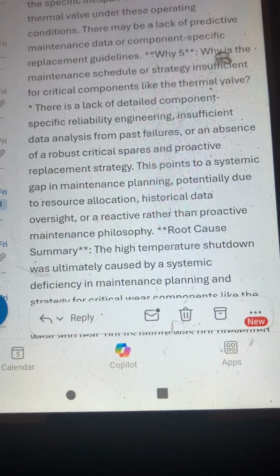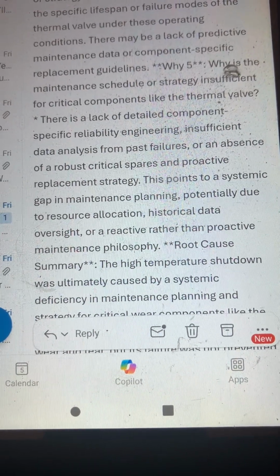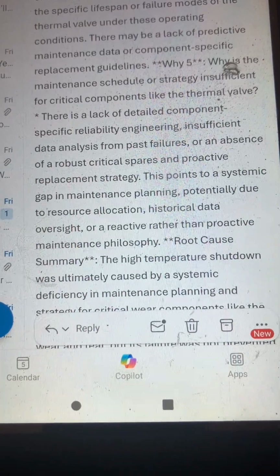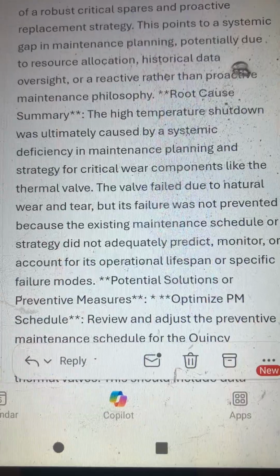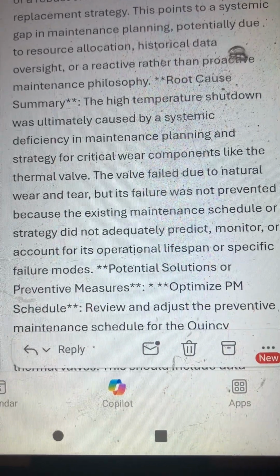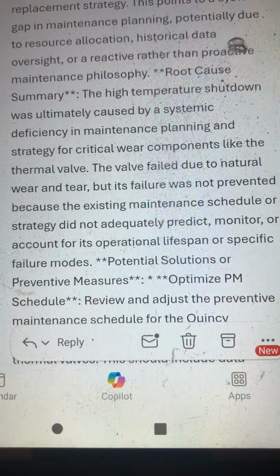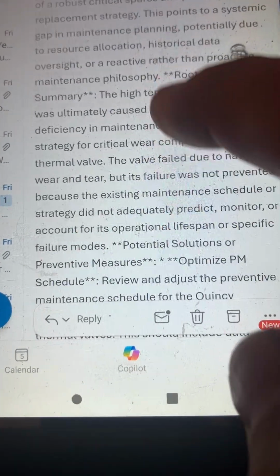Points to a systemic gap in maintenance planning, potentially due to resource allocation, historical data oversight, or reactive rather than proactive maintenance philosophy. Root cause summary: high temperature shutdown was ultimately caused by a systemic deficiency in maintenance planning and strategy. Oh, I love that so much because it's so true.